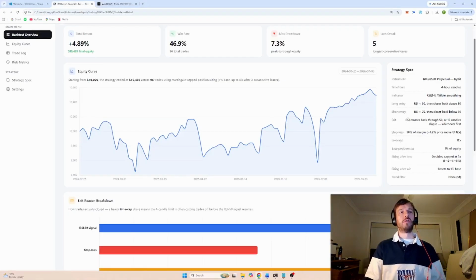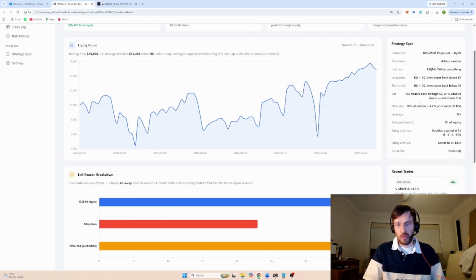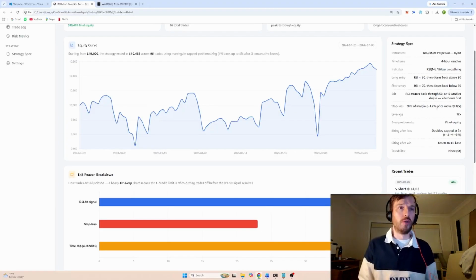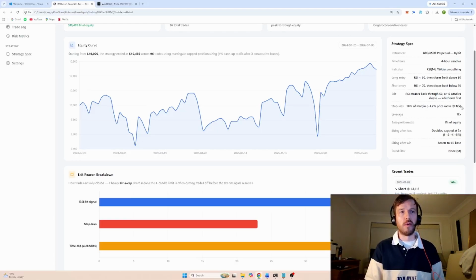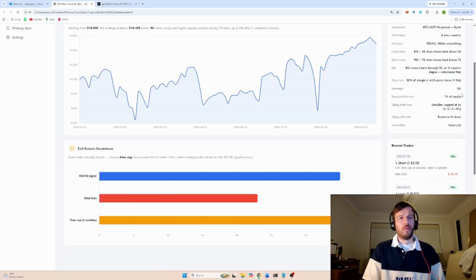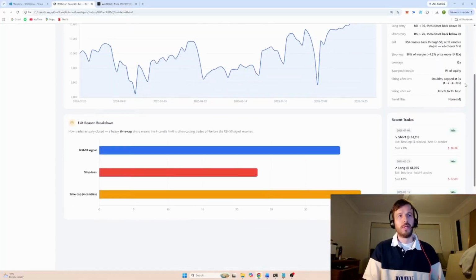The exit strategy for these positions is once RSI goes back above 50, or 12 candles elapse, whichever comes first. We've also got a stop loss on this spot, and it's going to be 50% of margin. So 50% of margin is about a 4.2% change in the price of Bitcoin. We're also going to be using 12 times leverage with this bot, and the position size that we've landed on is going to be 1% of total equity.